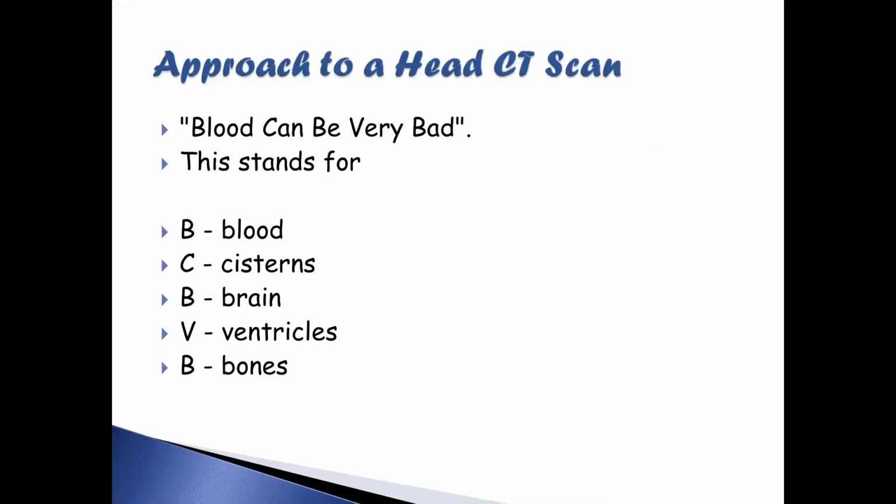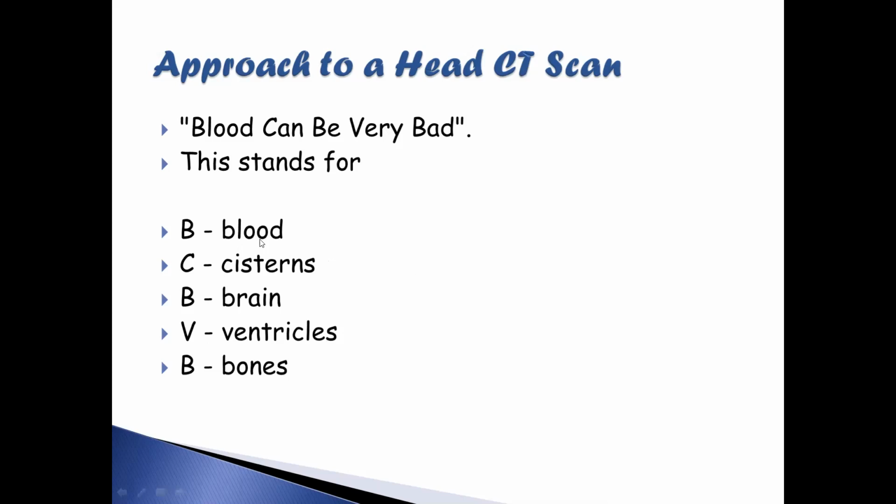So approach to a head CT scan. Try to remember the mnemonic: Blood Can Be Very Bad. So what does it stand for? B, C, B, V, B. So B will start with blood, C cisterns, B brain, V ventricles, and B bones.